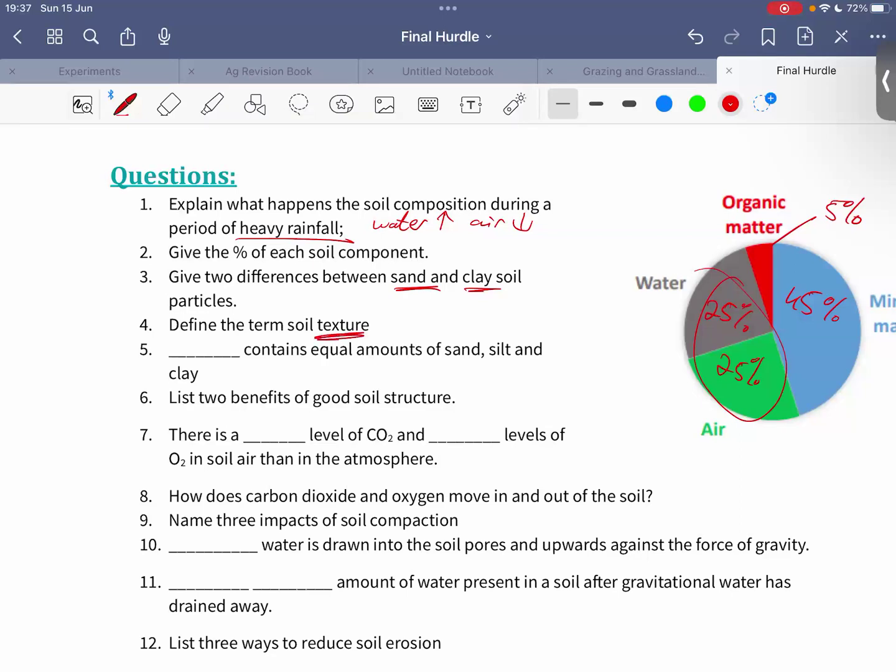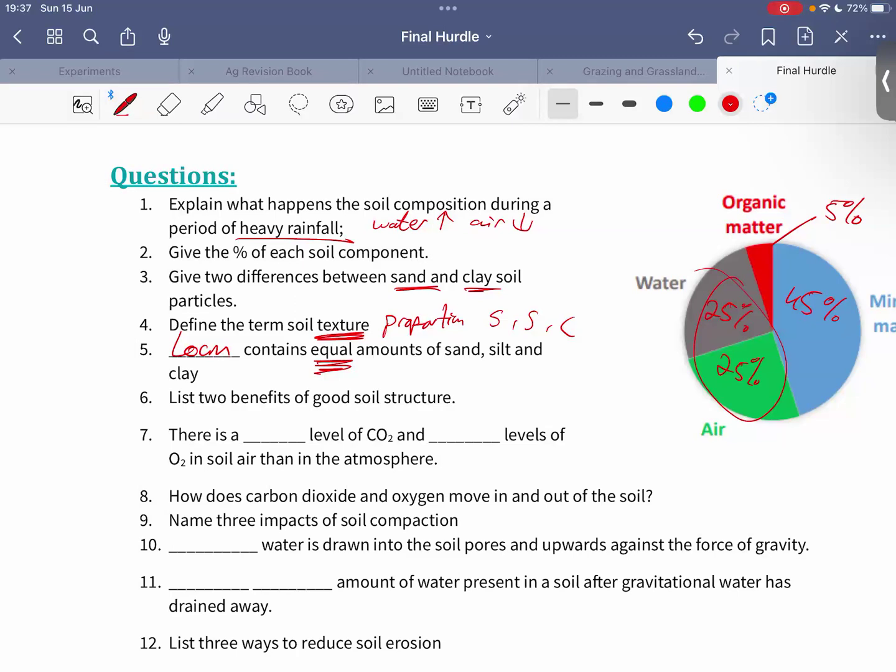Right, texture. What is texture about? It is the proportion of sand, silt, and clay in our soil. Lovely. What soil contains equal amounts of sand, silt, and clay? You won't forget that. Okay, a loam soil. Two benefits of good soil structure. Brilliant. Holly, Sean, Connor, Daniel, Scott, Caroline, all on the loam soil.